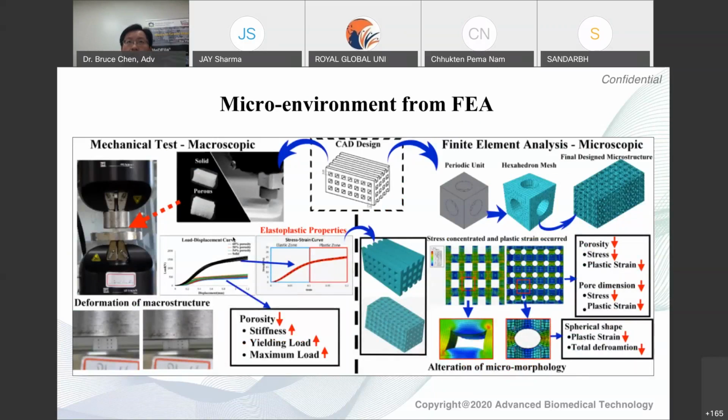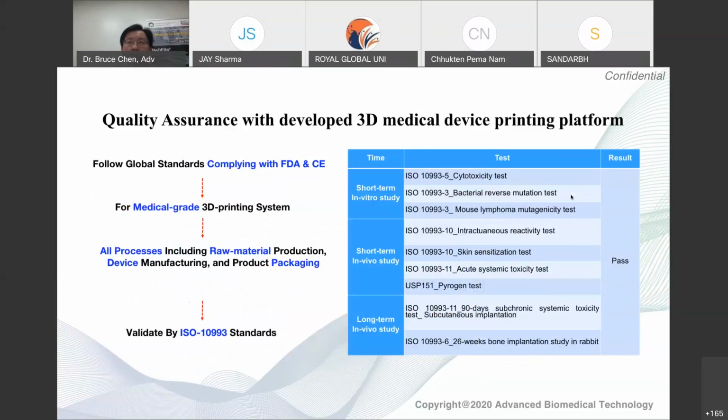So we're using the real printing model to evaluate which kind of 3D printing model is best suited for the medical implant. Otherwise, when we're doing patient-specific medical implant development, we need to do quality assurance with a design cycle. So we follow the current global standards, complying with the FDA and CE, and we use our medical grade 3D printing system as an auto machine.